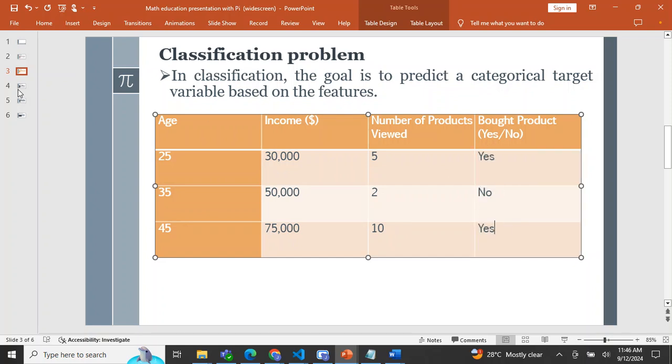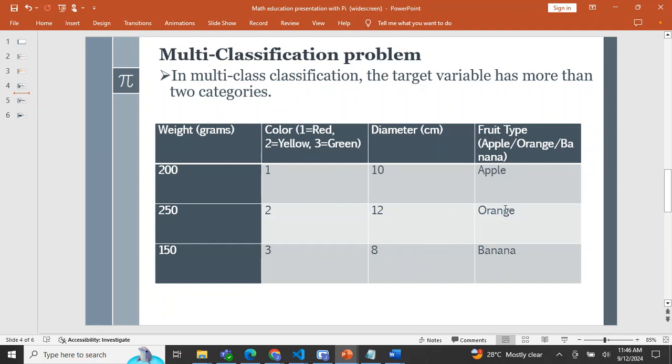The next one we look at is a multi-class classification problem, where the target variable has more than two categories. For example, color one equals red, two equals this. So this is actually a discrete variable. Now decimeter can be continuous because we can have 10 point something decimeter, right? So this is continuous. The weight is continuous, but I think the color is discrete.